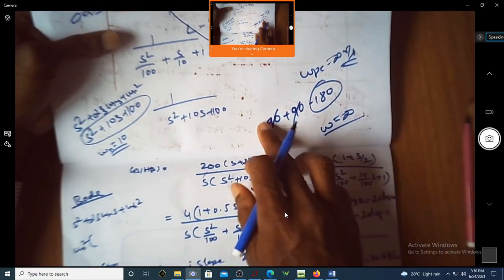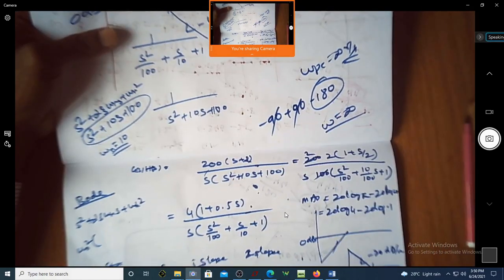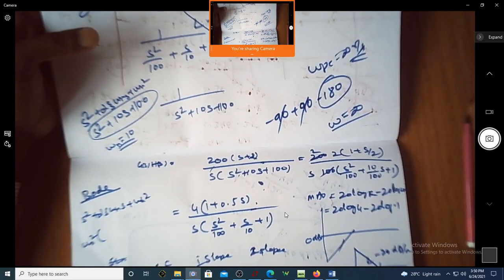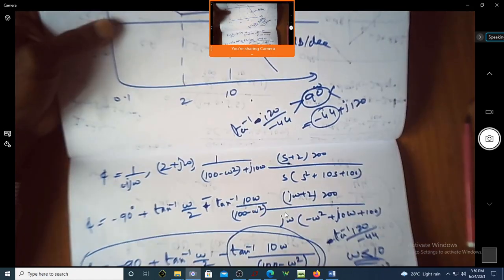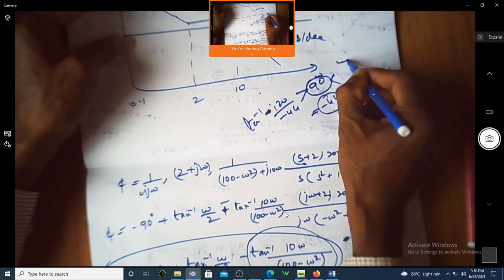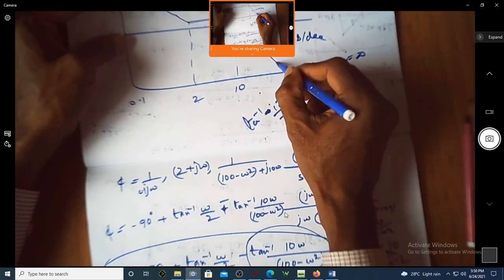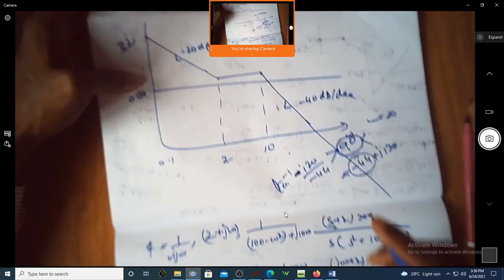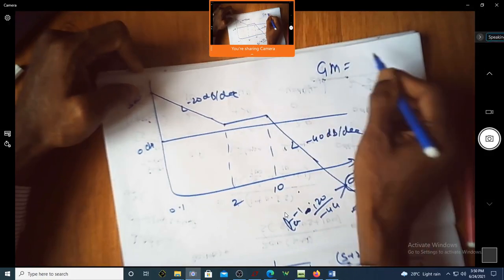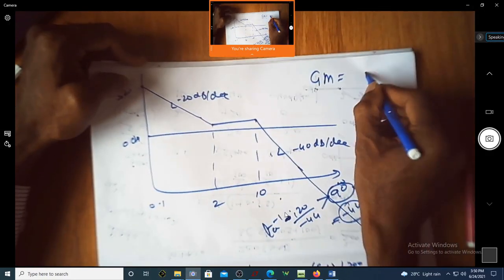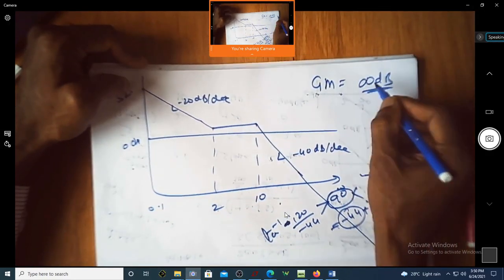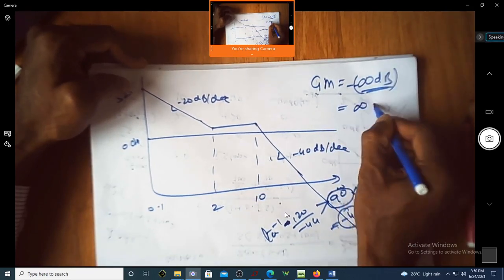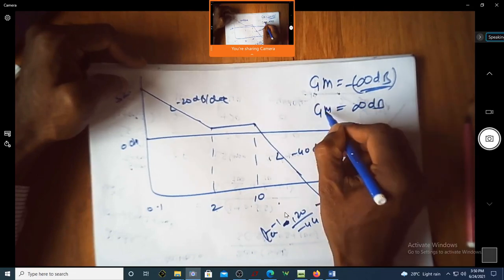Theoretically speaking, alpha at omega equal to infinity only will give minus 180 degrees. So at omega equal to infinite radian per second, what is the magnitude? It will be minus infinity. Then what is the gain margin? Plus infinity, infinite dB. So the system is absolutely stable.